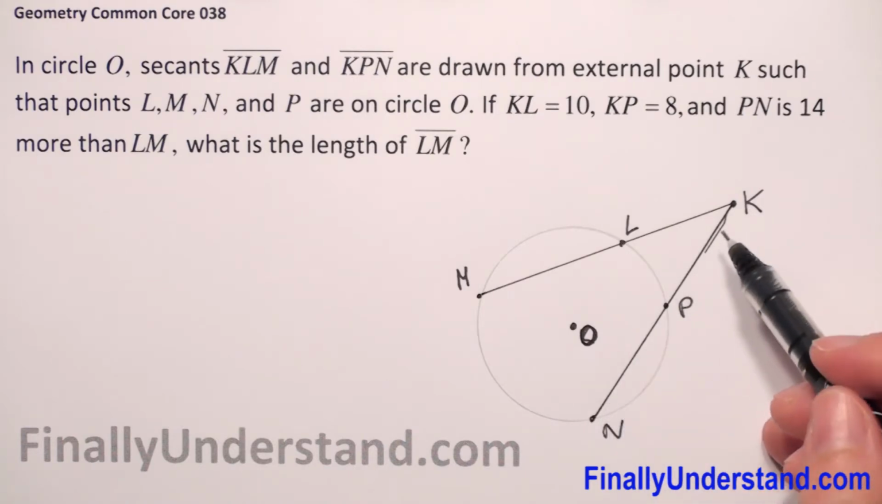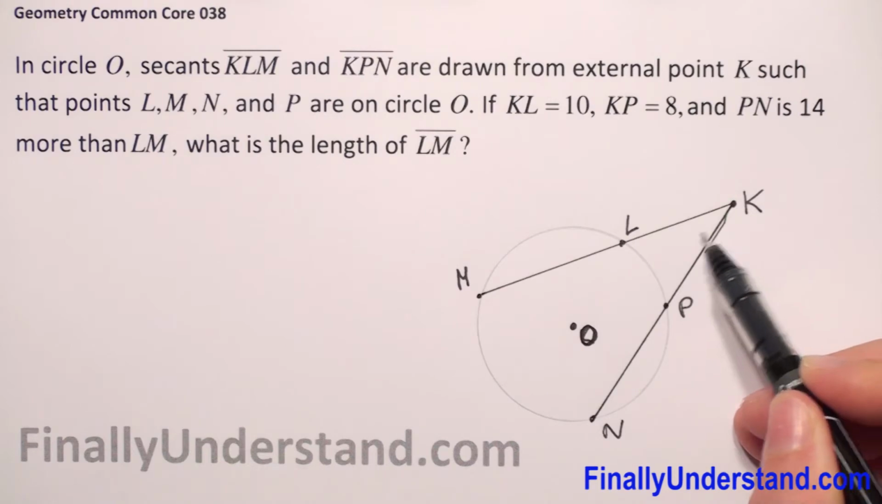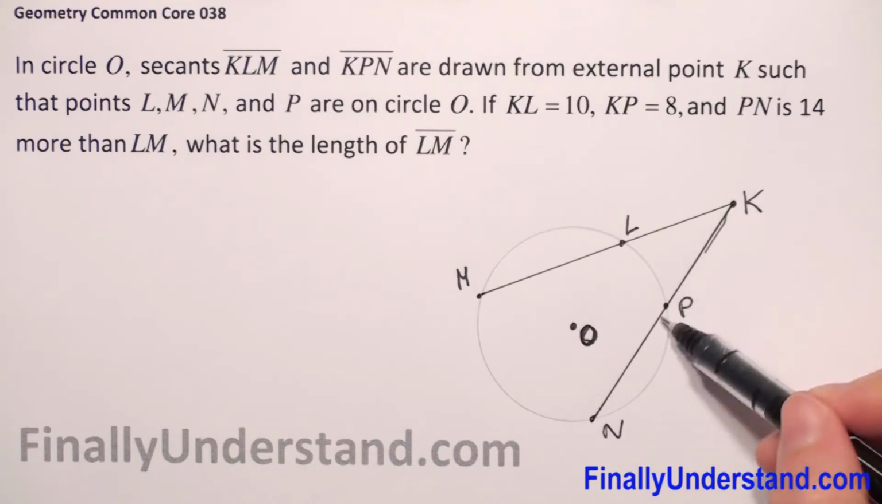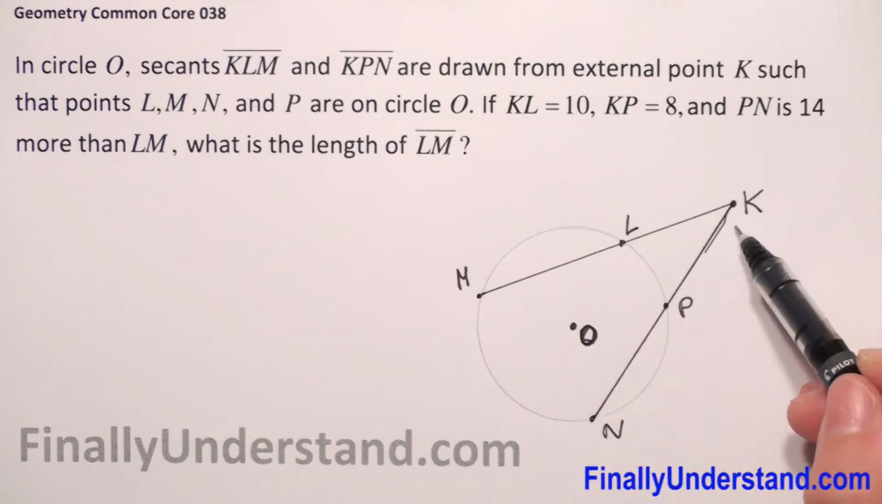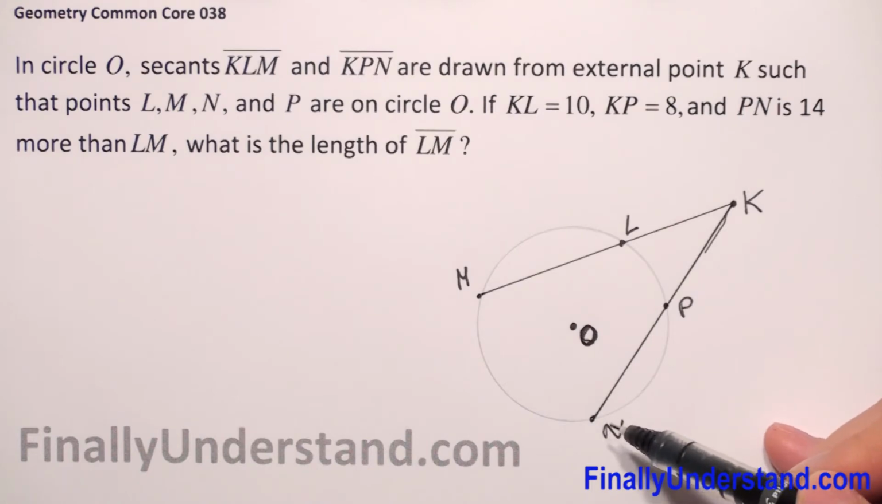This part, KL, we call external segment. So KP is also an external segment. KM and KN are our secant segments.